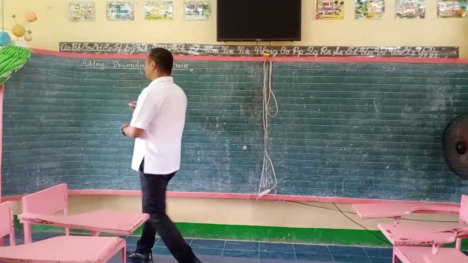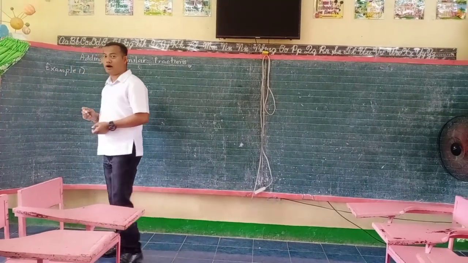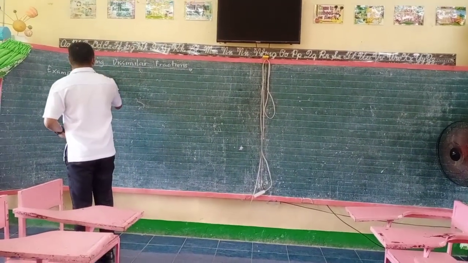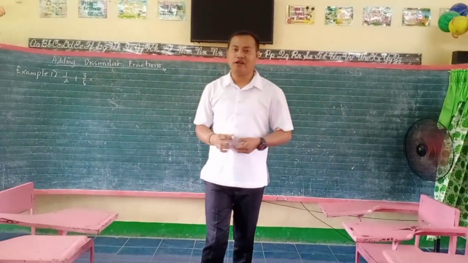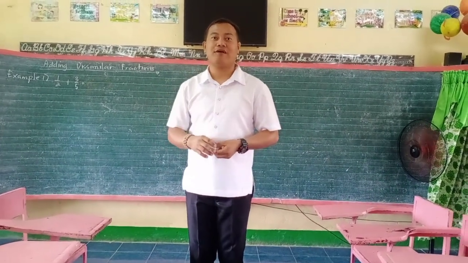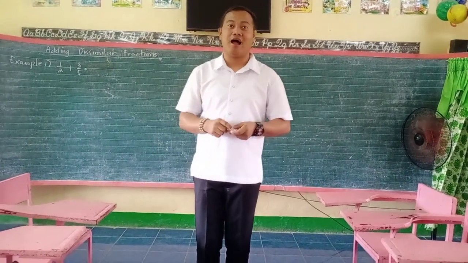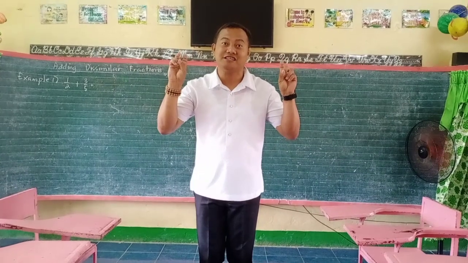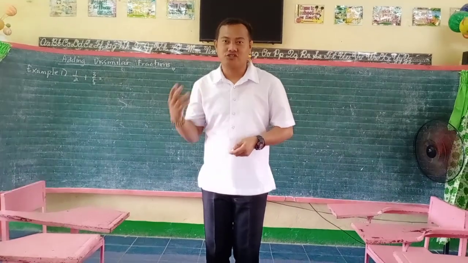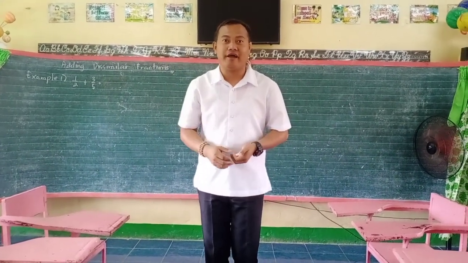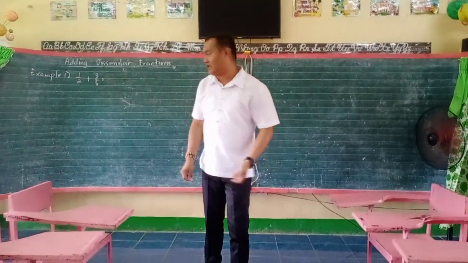So let's consider this example for better understanding. For instance, we want to add 1/2 and 3/5. As I have said earlier, in adding dissimilar fractions, we have to change them into similar fractions. How are we going to do that? We get the LCD, or the least common denominator. How do we determine the LCD? We identify the LCM, or the least common multiple, of our denominators.